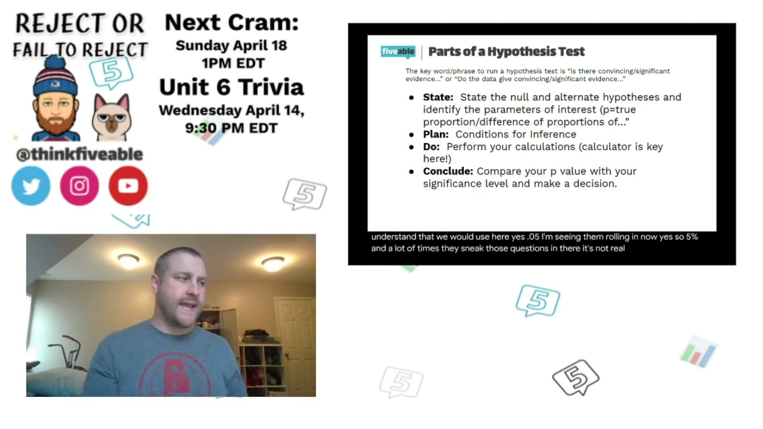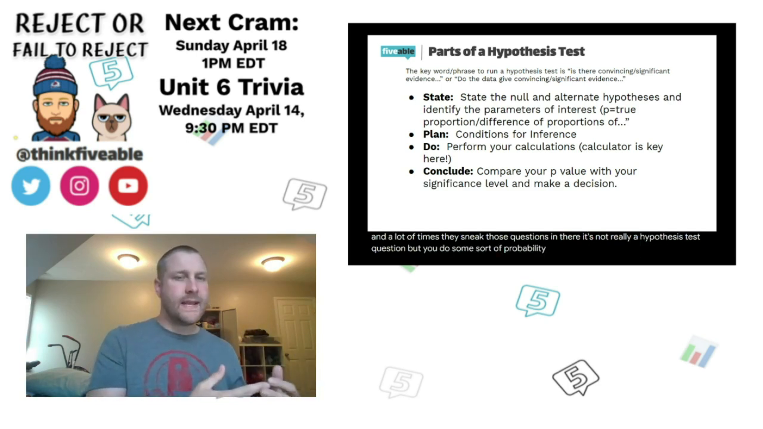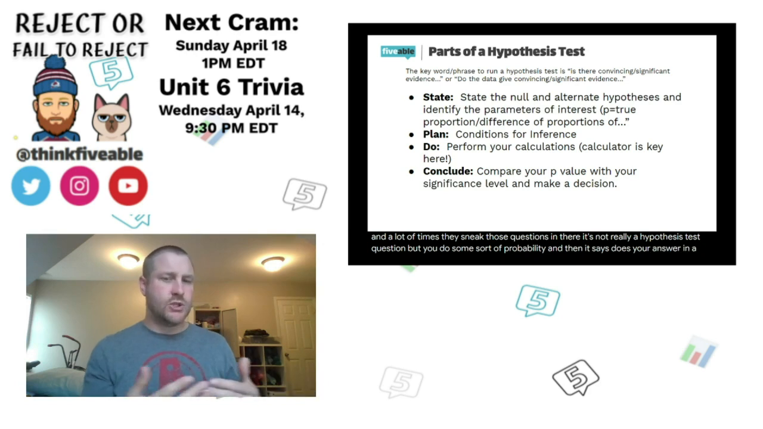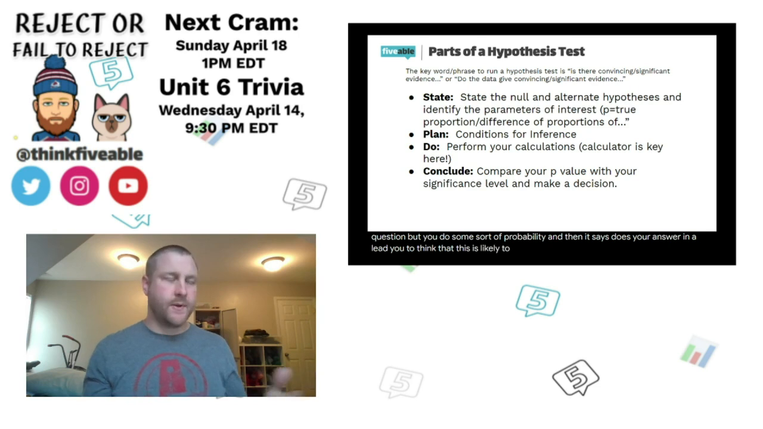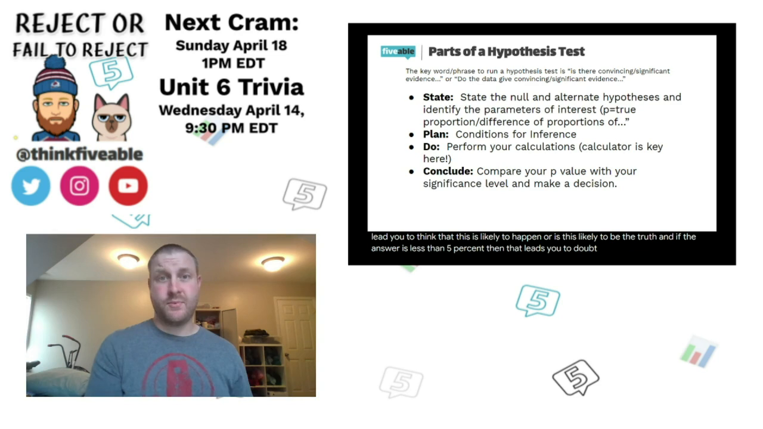And a lot of times they sneak those questions in there. It's not really a hypothesis test question, but you do some sort of probability, and then it says, does your answer in A lead you to think that this is likely to happen, or is this likely to be the truth? And if the answer is less than 5%, then that leads you to doubt that particular claim. If something happens and the probability of it happening randomly is less than 5%, then that's where you kind of doubt that claim, because you're comparing it to 0.05. You're comparing the p-value to a significance level, even if it's not so obvious like the keywords and phrases I have at the top of the slides now.